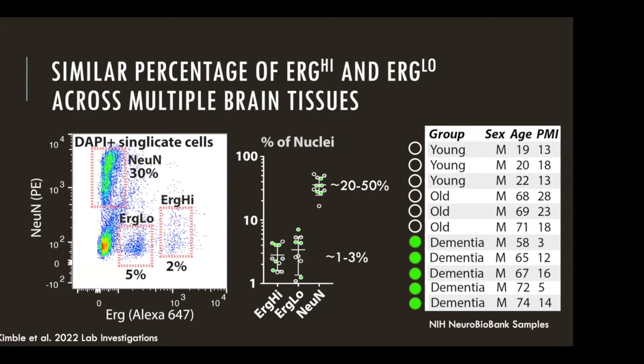So first, what we did is we took a number of samples from this NIH brain bank and performed the same procedure. And what you can see across these different samples, some are from patients with dementia, some are old, and some are young, we get a very reproducible percentage of the nuclei that were in the ERG high group, in the ERG low group, or in the NeuN group. So the variance is about 1 to 3% for these different ERG high and ERG low groups, and about 20 to 50% for the NeuN group. So this suggests to us that we're really efficiently isolating nuclei consistently through these brain tissues. And this was an important thing for us to know, because we were going to apply this technology to look at different disease states.